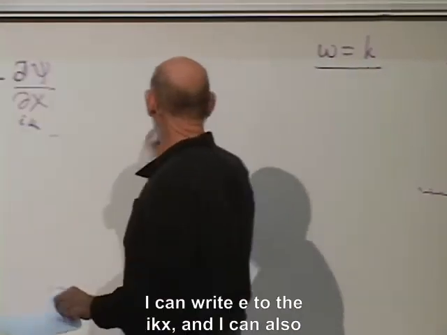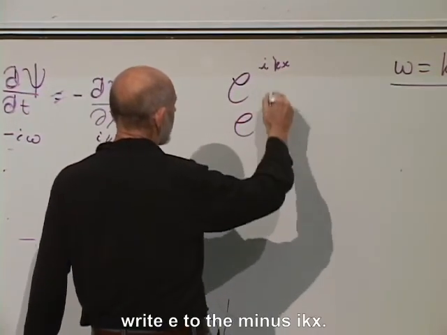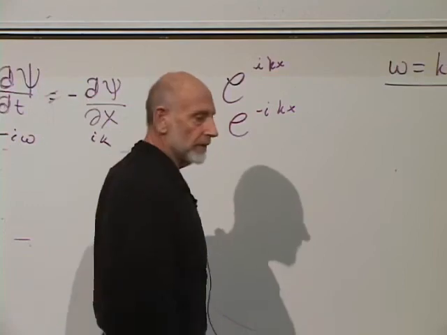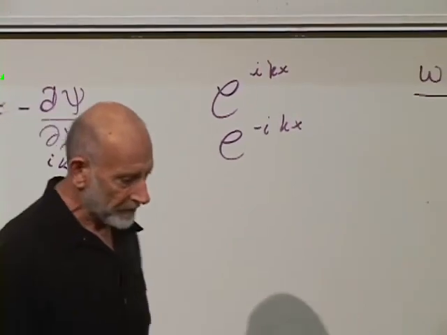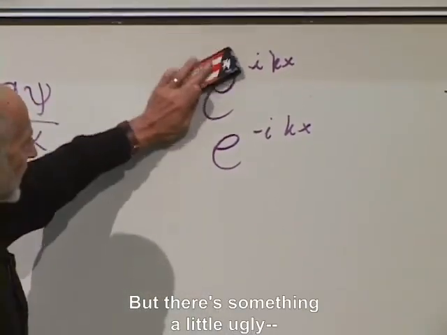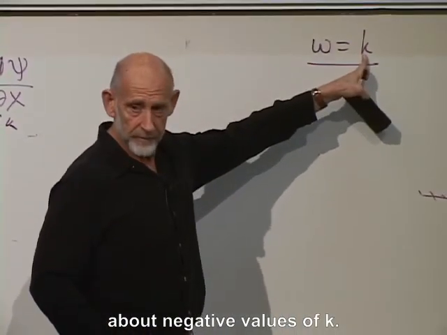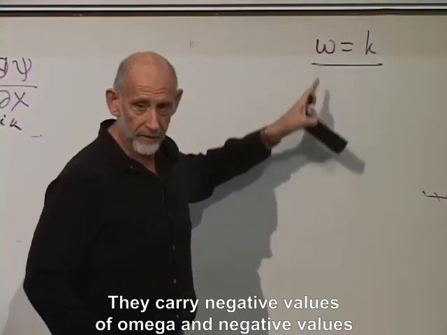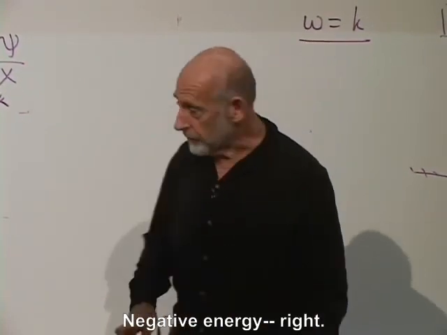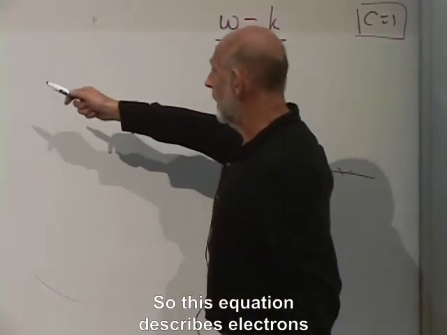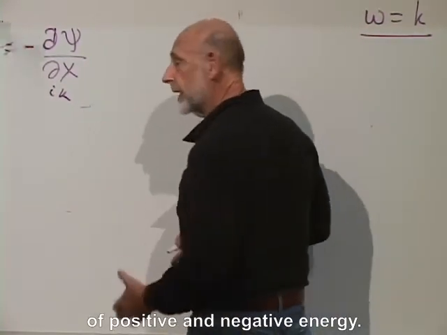Sure, why not? I can write e to the i kx, and I can also write e to the minus i kx. I can write both possibilities. But there's something a little bit dangerous about negative values of k. They carry negative values of omega, and negative values of omega mean what? Negative energy. All right? So this equation describes electrons of positive and negative energy.